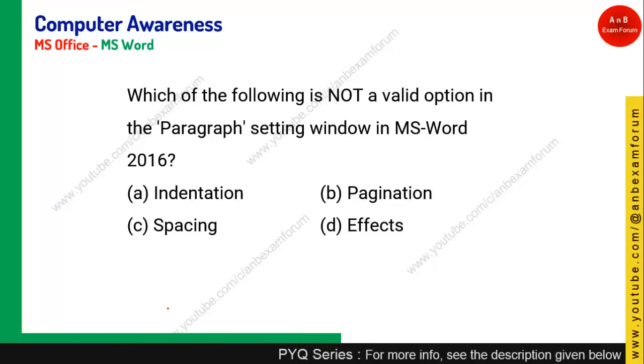Which of the following is not a valid option in paragraph setting in MS Word? In paragraph setting in MS Word you can set indentation, as you know, whether you have given proper indentations and proper space before the paragraph. Pagination is how numbering you are giving. And spacing is how much space you want, highly condensed or extra space. That you can set with paragraph.